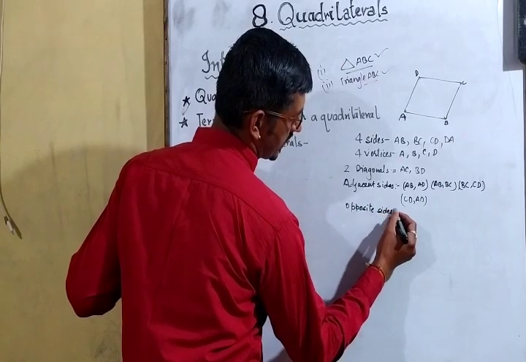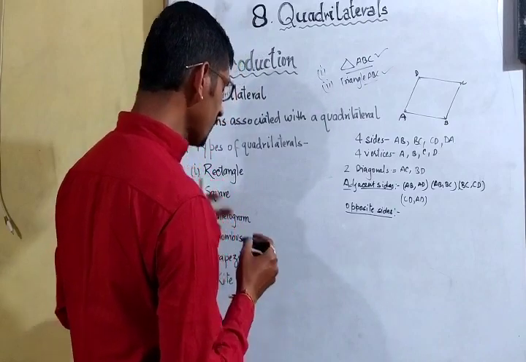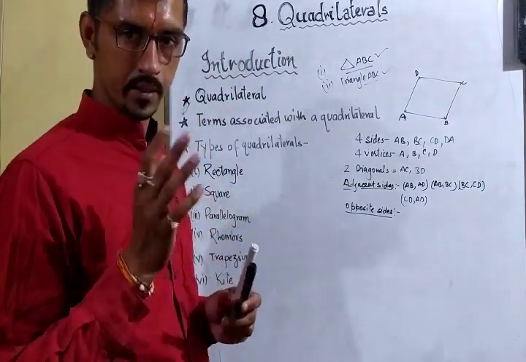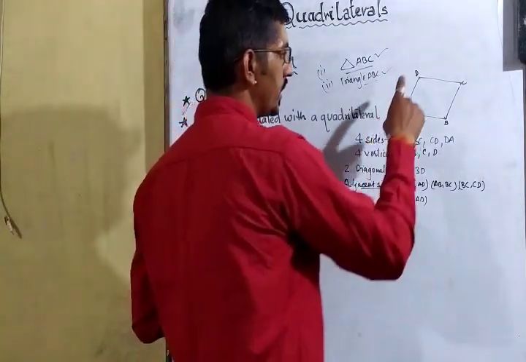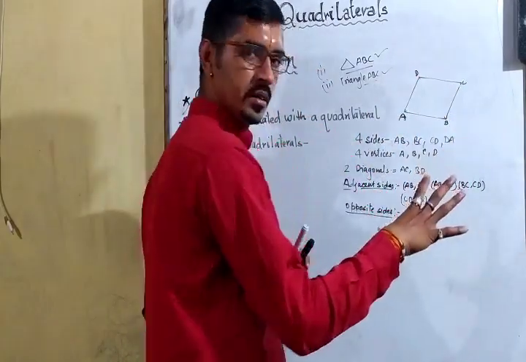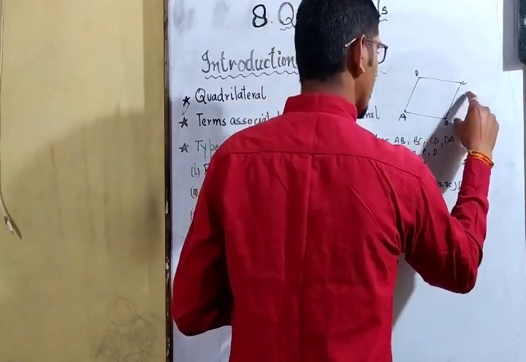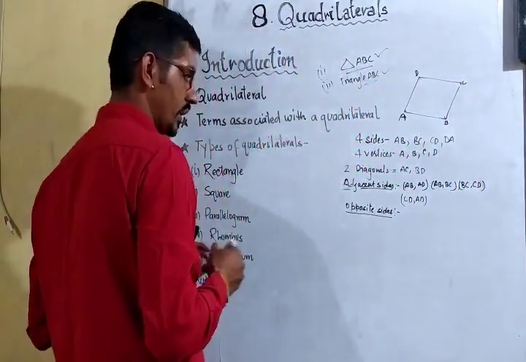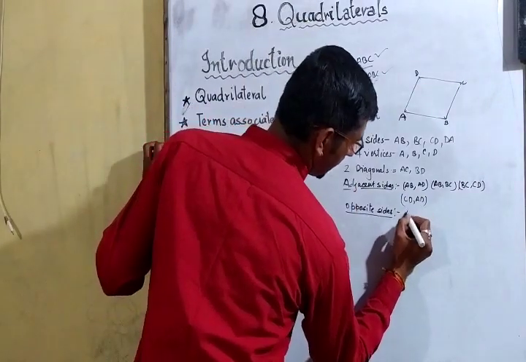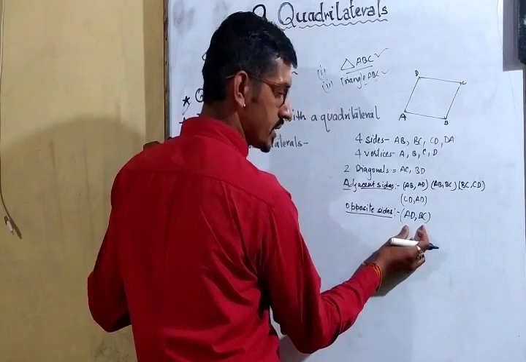So first, अपोजिट साइड होती क्या है? अपोजिट साइड इज दैट इन विच नो कॉमन वर्टेक्स इज देयर. हियर एडी एंड बीसी, इनके बीच में कोई कॉमन वर्टेक्स नहीं है. सो एडी इज opposite to BC. So what are opposite sides here? AD and BC. They are opposite to each other, opposite sides.